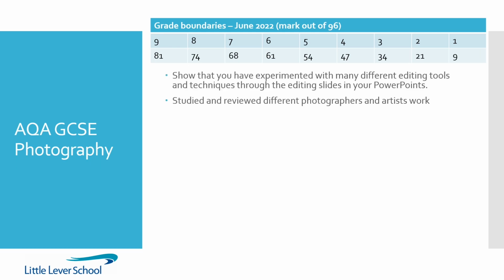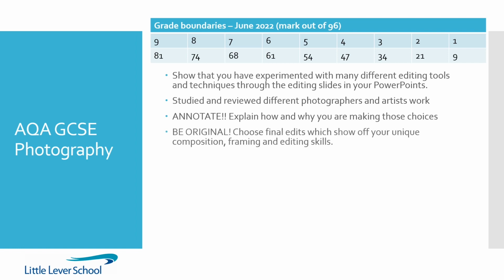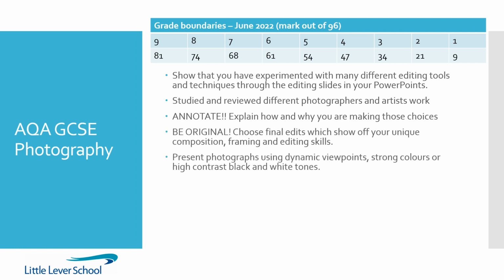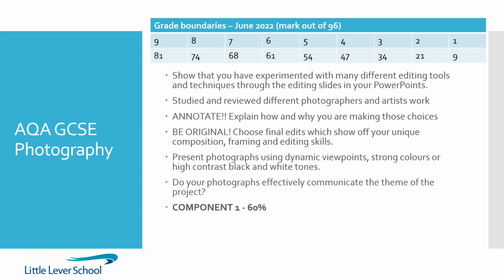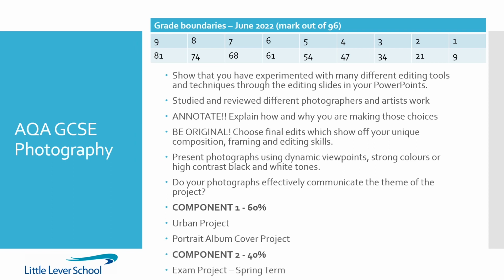And again, students have to show evidence of how they have produced their work, how they've talked about it, analysed it, and shown that they've produced a series of really effective photographs for both Component 1, which is 60% of the final grade, and then Component 2, which is 40% of the final grade.